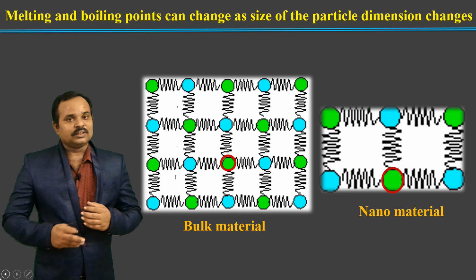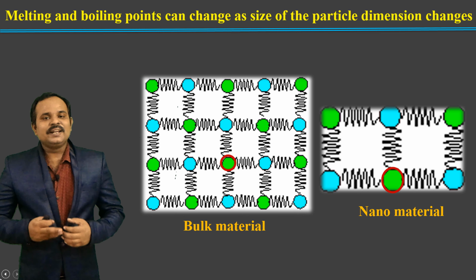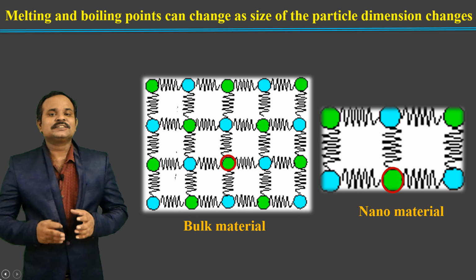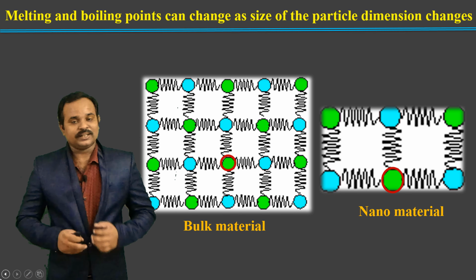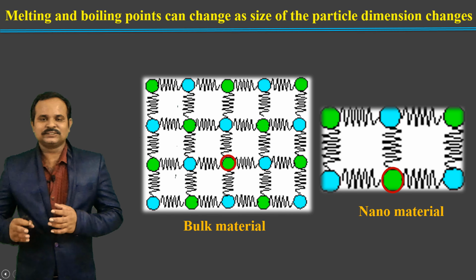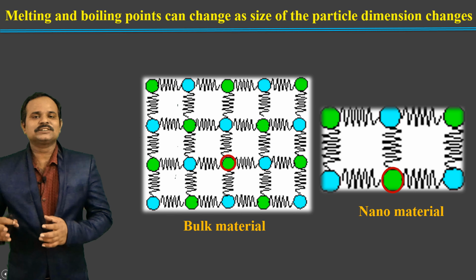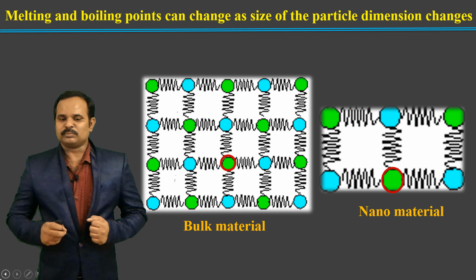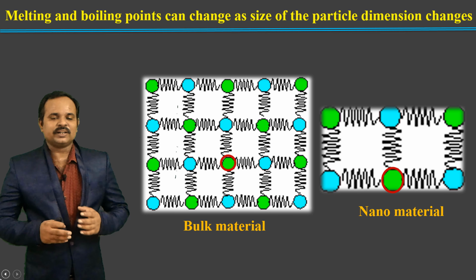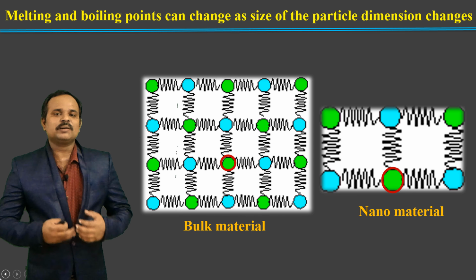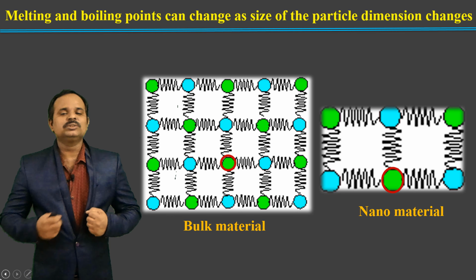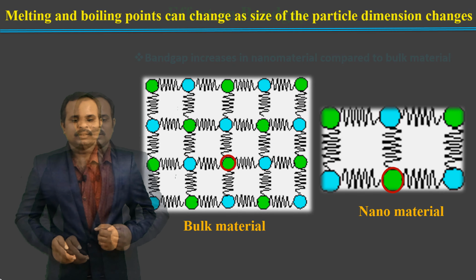So that means the melting and boiling points are completely different compared to their bulk materials. In the case of nanomaterials, we have less energy required, so we have lower boiling and melting points. But in the case of bulk material, we may require higher energy, so boiling and melting points will be a bit higher compared to nanomaterials.